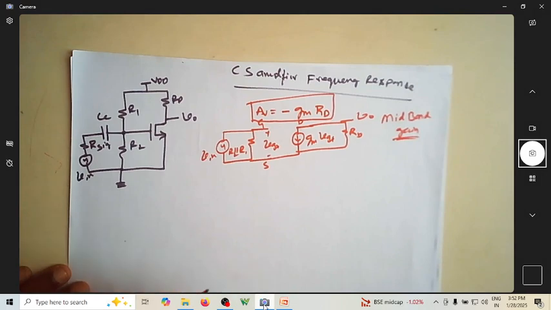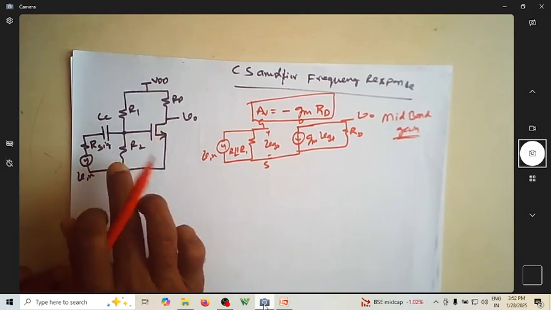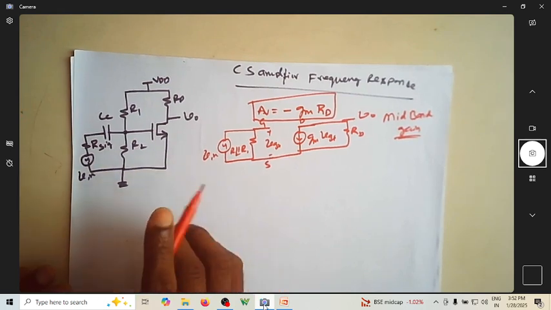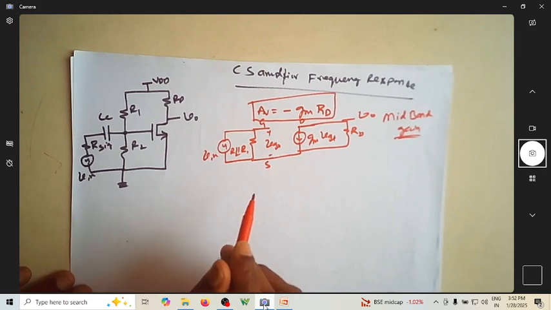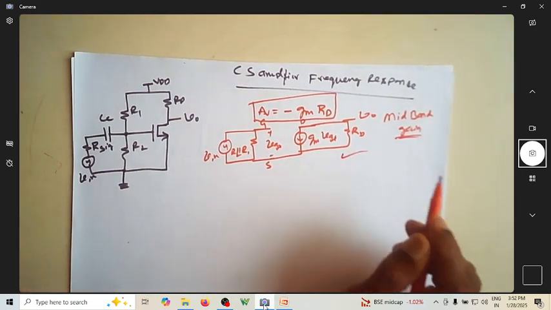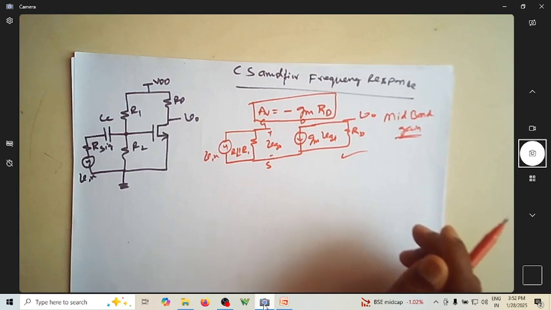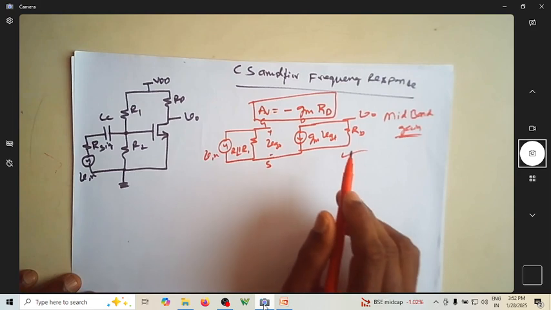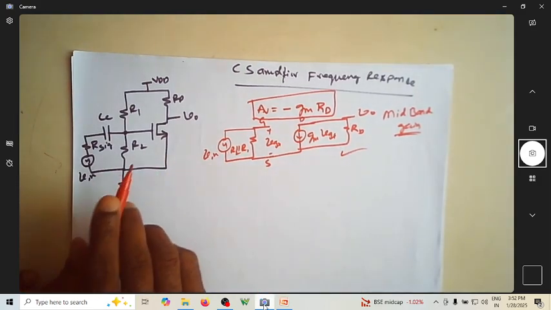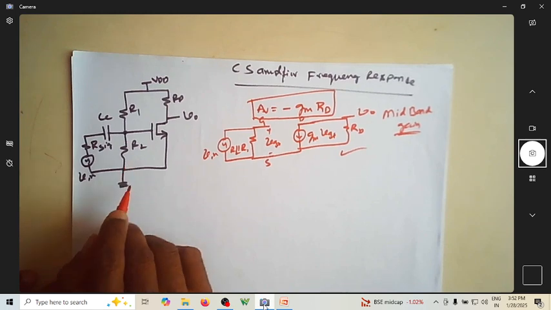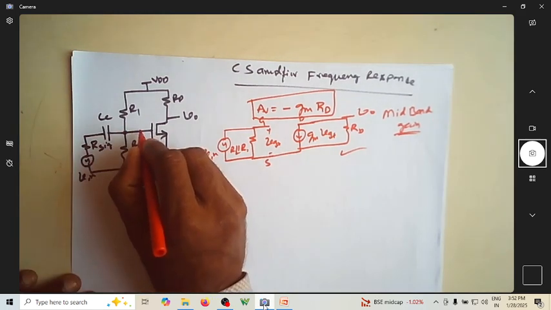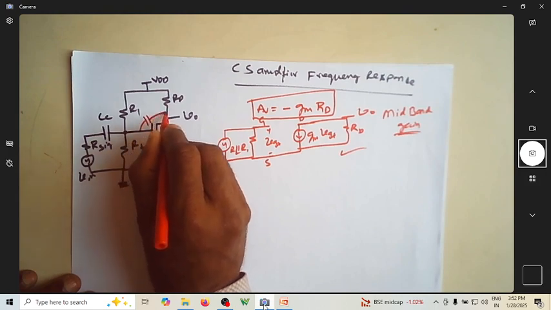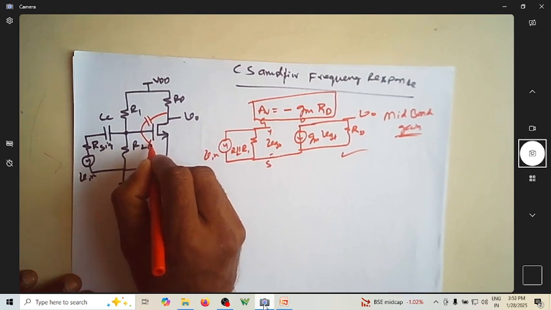But when it comes to frequency response, we want to know the response of this circuit across all frequencies, starting from very low frequency, midband frequency, and high frequency. We have already obtained the midband frequency, how it looks like. But we need to find at low frequency and high frequency how this circuit will respond. So we now consider all possible capacitances that are coming in this amplifier, in this MOSFET.